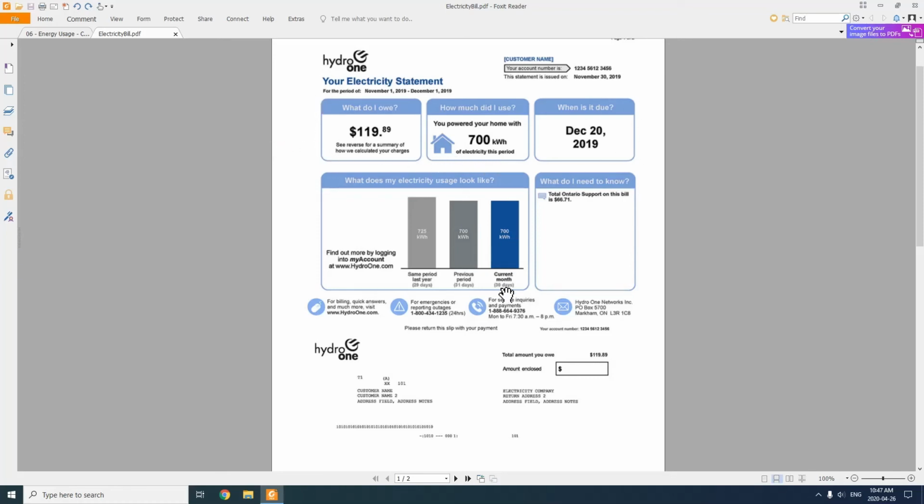All right, you can also compare it. So in this case, this month they used 700 kilowatt hours. Last month, the same amount. This month a year ago, so in this case, I think this is for November, last November they used 725 kilowatt hours. So it looks like this year they slightly reduced their usage. So that's good.